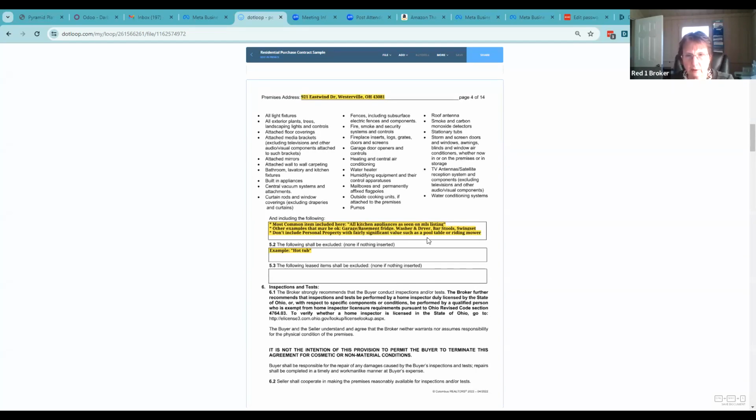Another thing that gets people caught up a little bit is the air conditioning thing. So if you read this, it says, this is what stays with the house: storm and screen doors and windows, awnings, blinds, and window air conditioners, whether now in or on the premises or in storage. So if you have a home that you're selling and it has window air, and the window air conditioners are not left with the house, that could become a sticking point. So if the window air conditioners are not staying with the house, then you should list the house as no air. It doesn't have air.